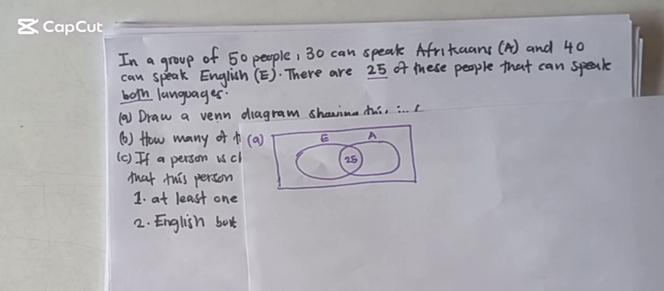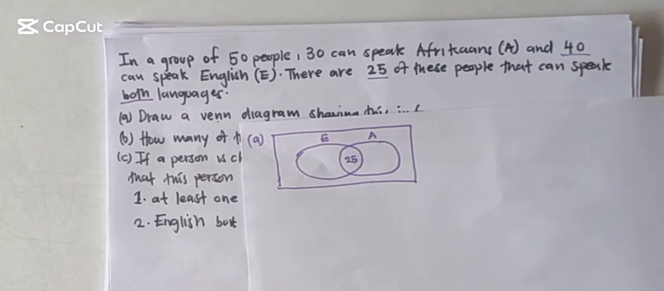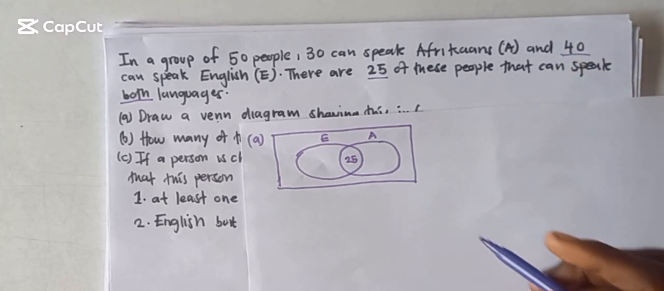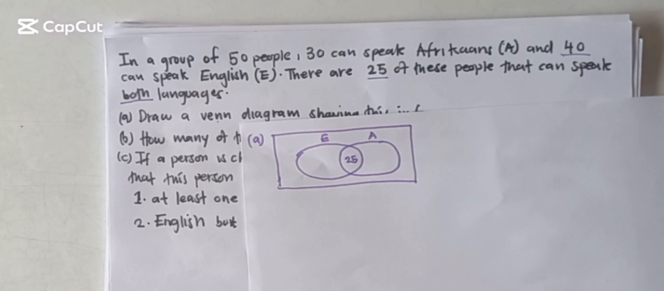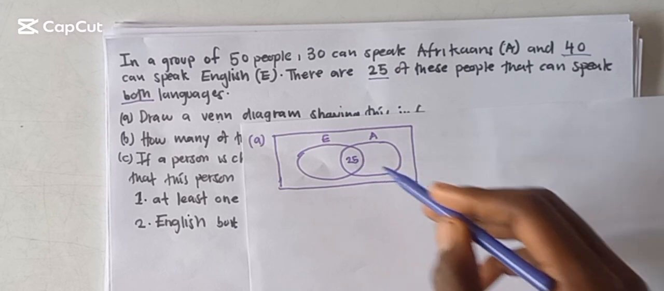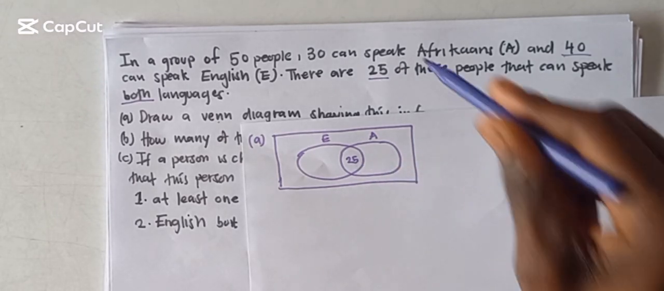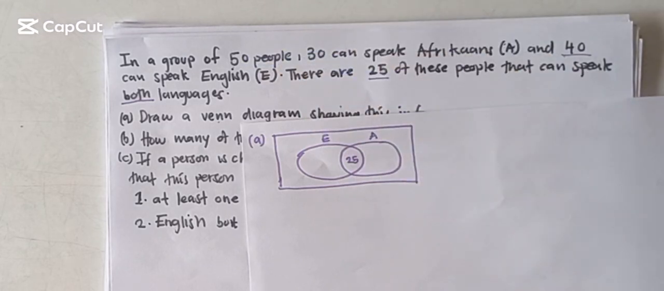So how many can speak English actually? The number that can speak English is 40 of them. So are we going to write the 40 here? No, we're not going to write the 40. Why? Because if we write 40 here, 40 plus 25 is going to give us what? 65. And what is the total number of people? There are only 50 people, so for us not to overcount, we're not going to write the 40.